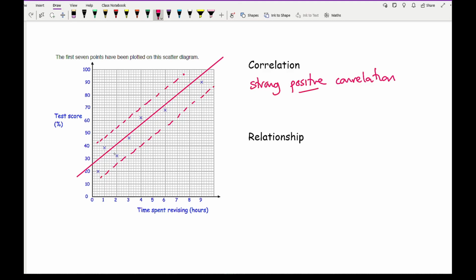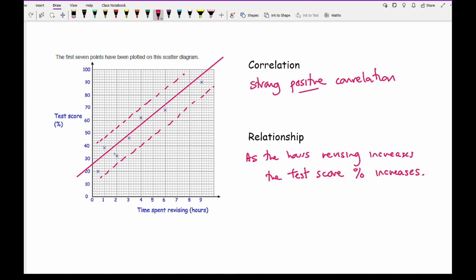Now, in terms of describing the relationship, as it's got positive correlation, what does this mean? So as the hours revising increases, the test score percentage also increases. You could rewrite that sentence to make more sense. You could say, basically what this scatter diagram shows is the longer you spend revising, the better your test score will be. And that is going to be absolutely fine in terms of wording for a relationship question.